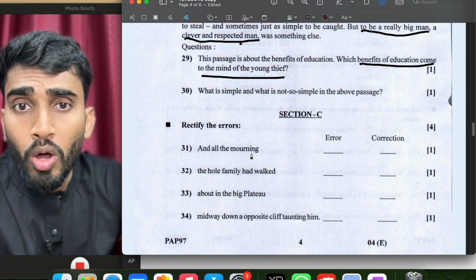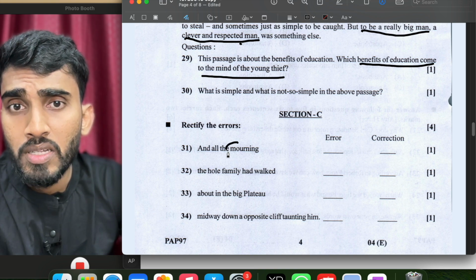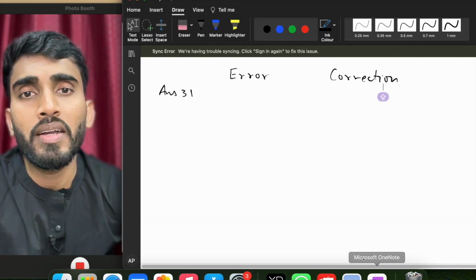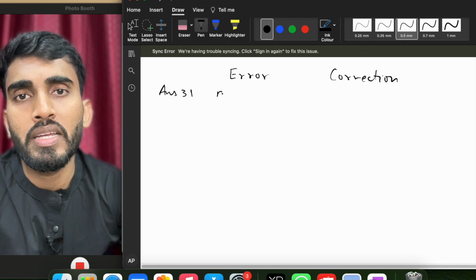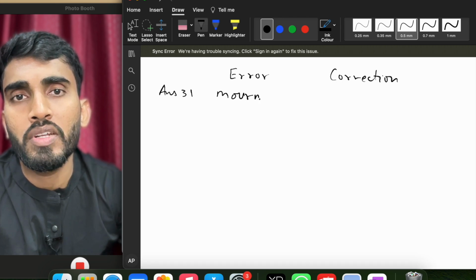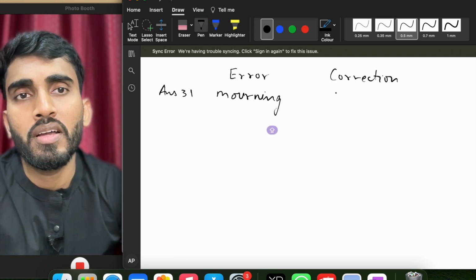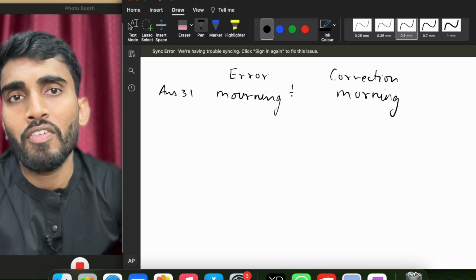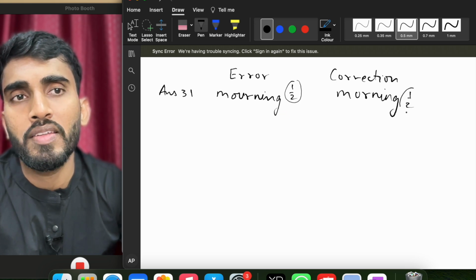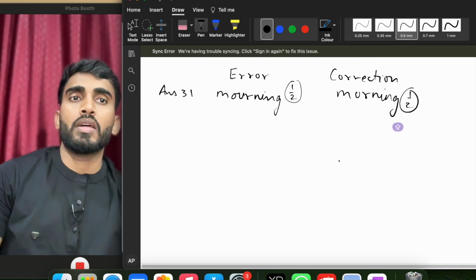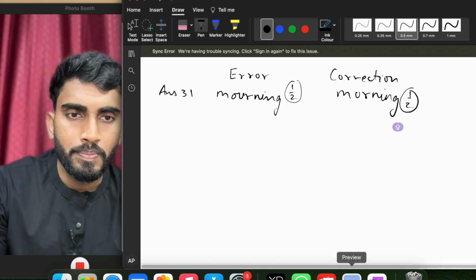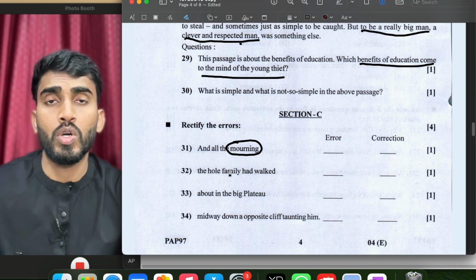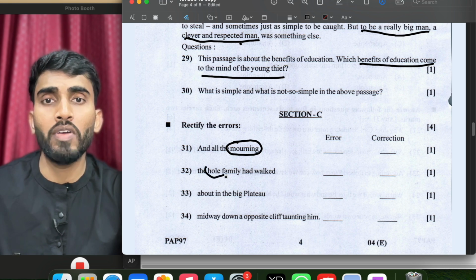And all the morning, very simple here it is, the spelling of morning is incorrect. So here in the answer part you will write in error the incorrect spelling which is given in the line, and you will write the correct spelling here. Okay, so this is for half marks and this is for half marks, and as a result you get 1 mark. Okay, so next is the whole family had walked. Whole family or whole family?